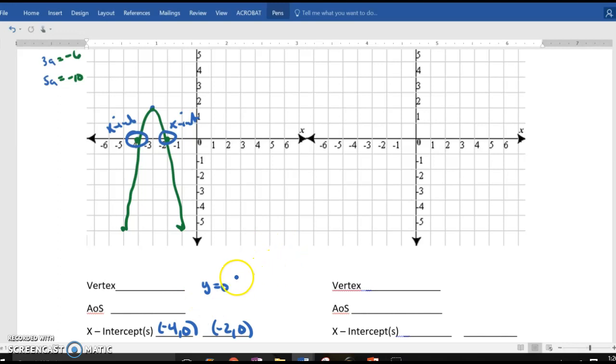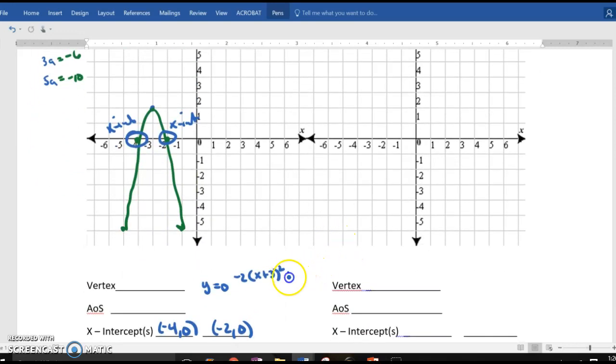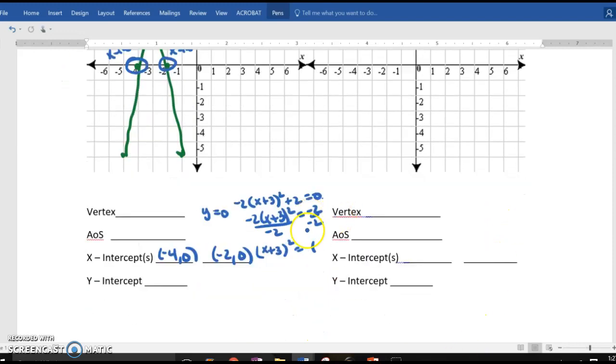So you have -2 times x plus 3 all squared, and then plus 2, that's equal to 0, and you can solve for x. I can subtract 2, so I'd get -2 times x plus 3 all squared equals -2. I can divide by -2, so x plus 3 all squared is equal to 1. And now, take the square root of both sides.